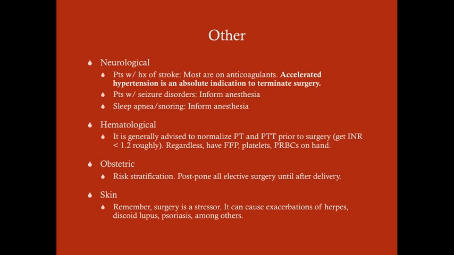Other things that can come up: neurological, patients who have a history of stroke. Most of these patients are on anticoagulants. That's the important thing to know there. All patients after they've had a stroke are going to be put on Coumadin. So very important to know that these patients are probably already on anticoagulants, so you're going to need to check their INRs before you go ahead with the surgery. Also important to remember that accelerated hypertension while you're doing the surgery is a sign of possible stroke, and that's always an absolute indication to terminate the surgery.